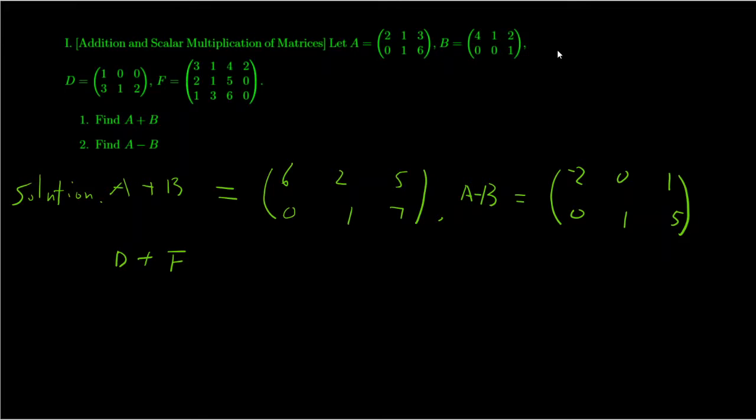Undefined. We cannot add or subtract two matrices of different sizes. So the answer is undefined. Because D and F are of different sizes, D plus F or D minus F is undefined. Okay. Easy, right?